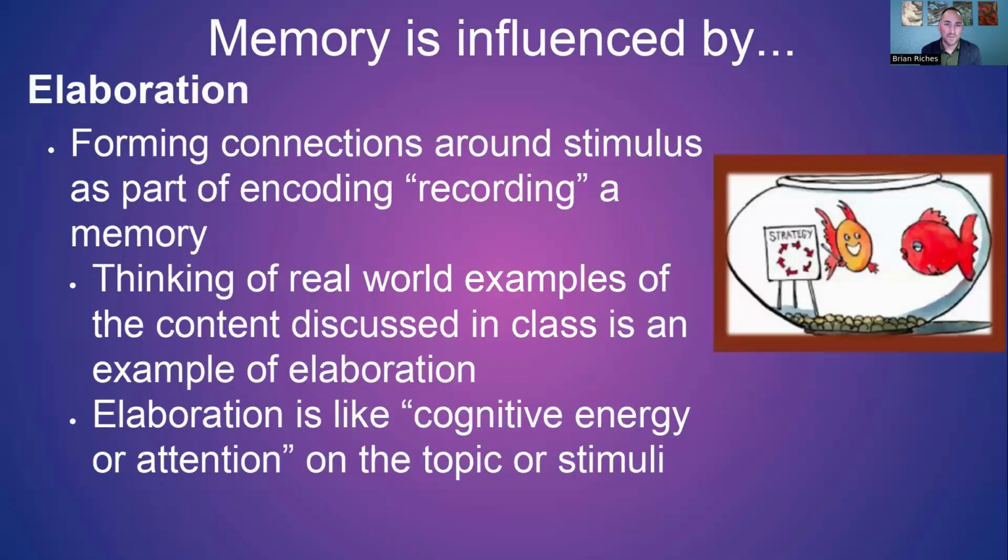Another thing that influences memory is elaboration. This is an example of deep processing. It's forming connections around that new stimulus. So if it's something that you see that's new, some term in your book, whatever it might be, you might think of real world examples of the things we're talking about in class. So you might have just thought of, well, has there been a time I have done deep processing? That is an example of elaboration.